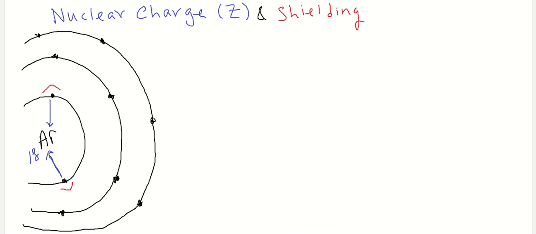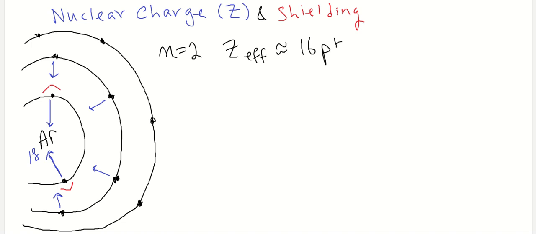Now, electrons repel other electrons, so they are going to shield the electrons outside of them. So the electrons in n equals 2 are feeling less of an attraction to that nucleus because they're being shielded by 2 electrons closer to the nucleus. So for those electrons at n equals 2, they're seeing an effective nuclear charge, a Z effective, of about 16 protons, because 2 out of the 18 are being shielded by the electrons in the 1s orbital.